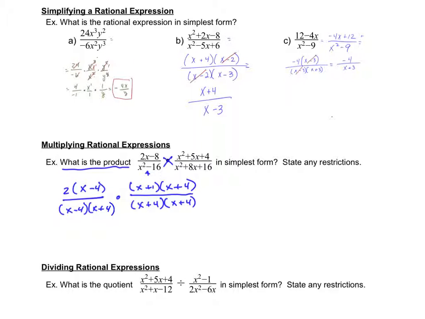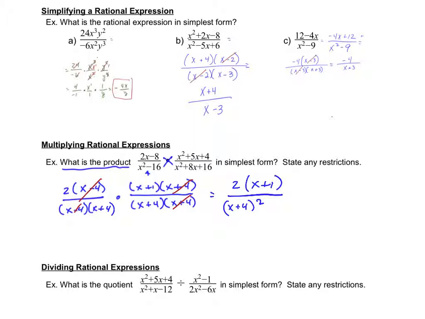Okay, so what can simplify here? I know x minus 4 divided by x minus 4 becomes 1. I know that x plus 4 divided by x plus 4 becomes 1. So what I have left over is just multiply everything across. I have 2 times x plus 1 over x plus 4 squared. And there you go, we have it in simplest form.